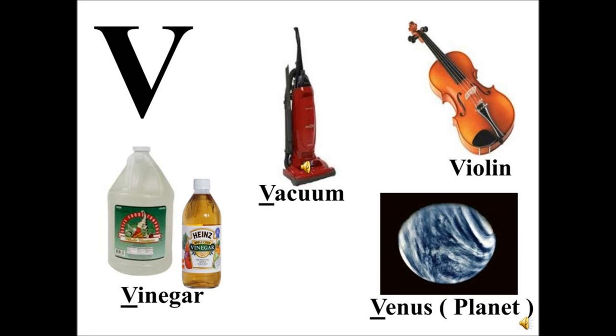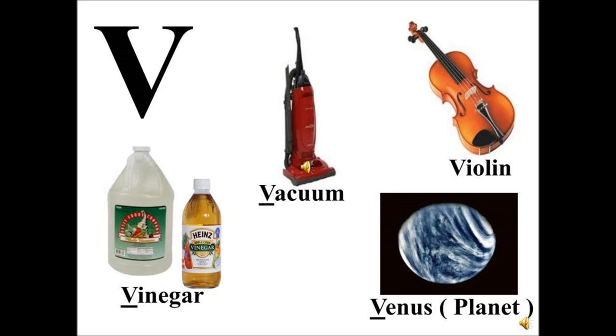What is that? That is a musical instrument called a violin. It is a V word. Violin. Let's spell violin. V-I-O-L-I-N. Violin. Let's spell it again. V-I-O-L-I-N. Violin.